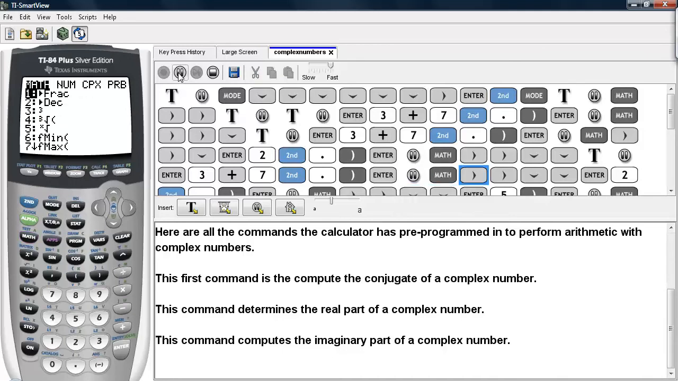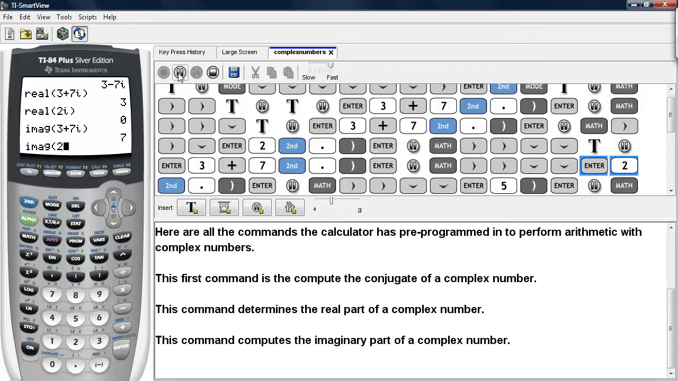So if we hit Math, scroll over to CPX, and hit the third option again, let's enter in 2i. And here we see the imaginary part of 2i is just 2. Let's do one more example. Scroll over to CPX, hit the imaginary command, and type in the number 5. And here we see the imaginary part of 5 is 0.